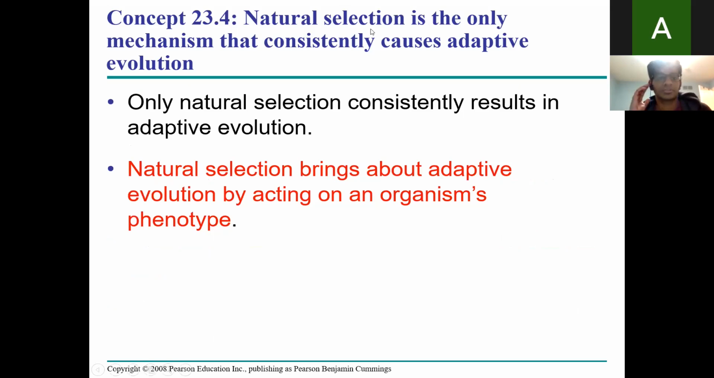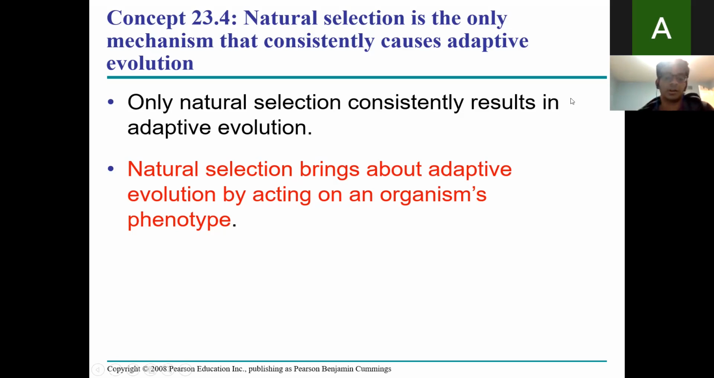Okay, natural selection mechanism. Only natural selection consistently results in adaptive evolution. So the other stuff is kind of reliant on how genes are in a population previously, but natural selection is truly what causes the change, what you're selecting for.